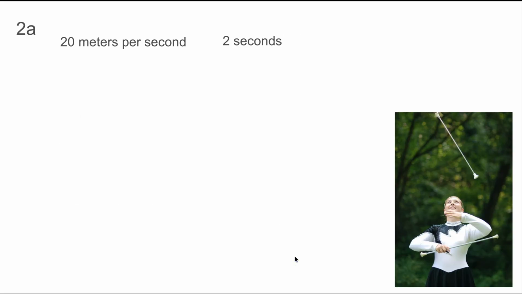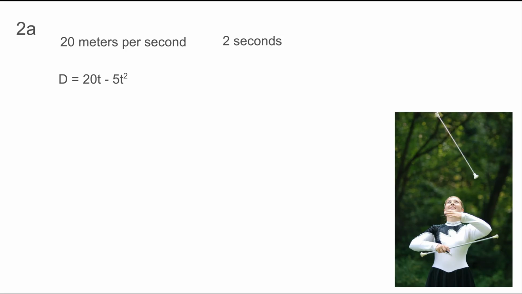Okay, and so then there's more problems. Number 2, we're going to go over this baton question. So this is the same type of thing, except instead of throwing a football, we're going to throw a baton. The baton's going to go at a little different speed, 20 meters per second. So we're going to write down our formula. 20 is our rate, meters per second.